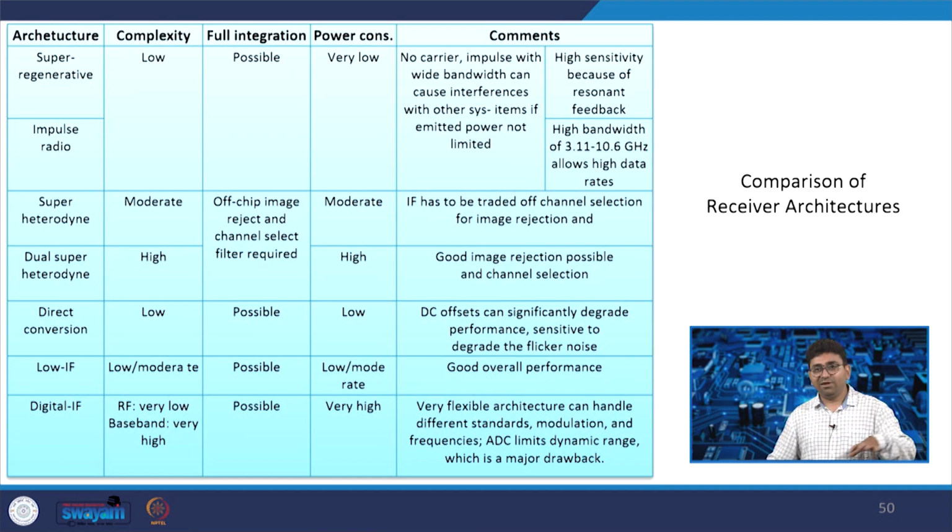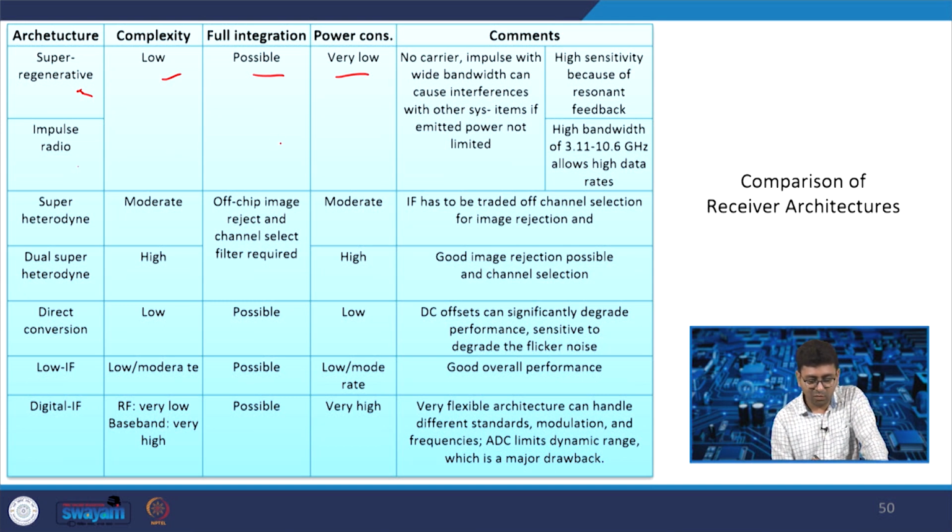So, let me summarize. In the last 2 or 3 classes we have gone through various receiver architectures. If we summarize the receiver architectures, then this is the basic summary you can keep in your mind. So, just now we have considered the super regenerative receiver architecture. The complexity is low. Full integration is also possible. The power consumption is also low, and the same thing applies to impulse radio receiver.